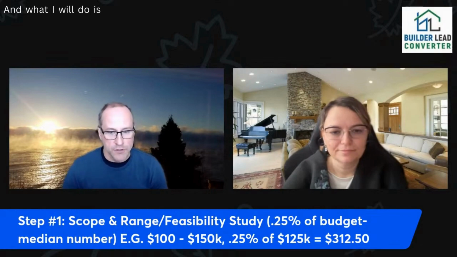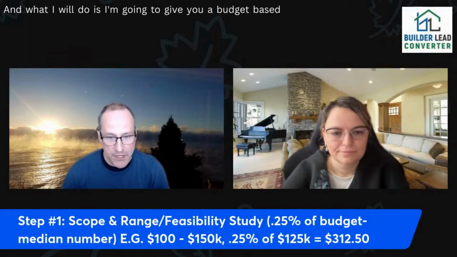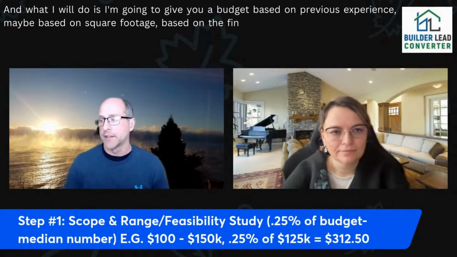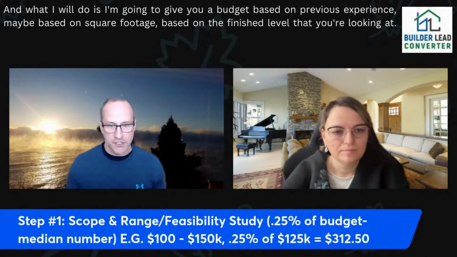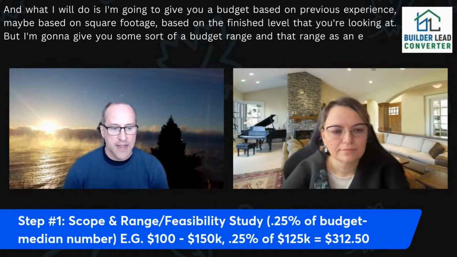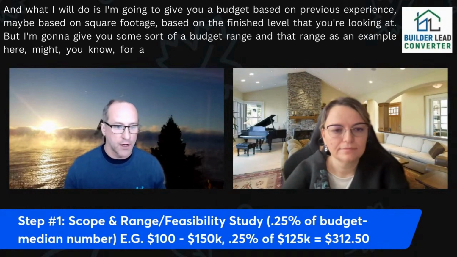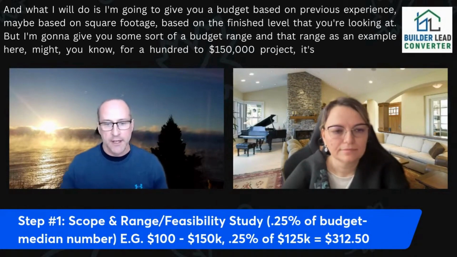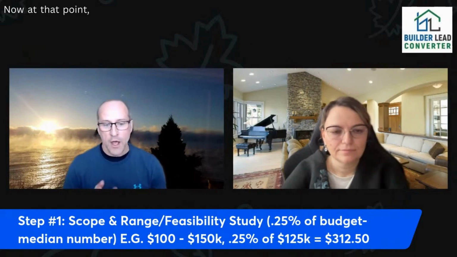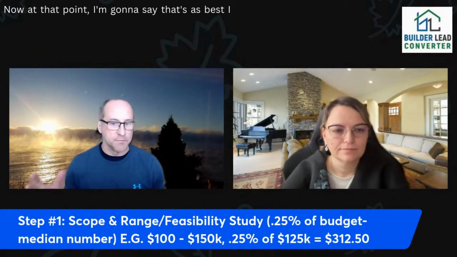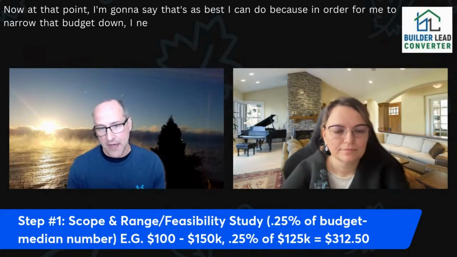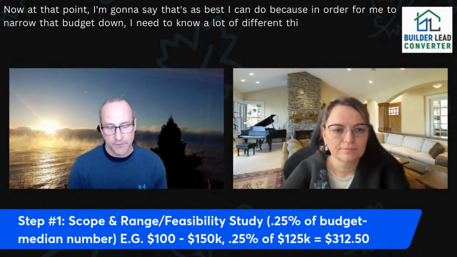And what I will do is I'm going to give you a budget based on previous experience, maybe based on square footage, based on the finish level that you're looking at. But I'm going to give you some sort of a budget range. And that range, as an example here, for a $100,000 to $150,000 project, is approximately a $50,000 range. Now, at that point, I'm going to say that's as best I can do, because in order for me to narrow that budget down, I need to know a lot of different things.